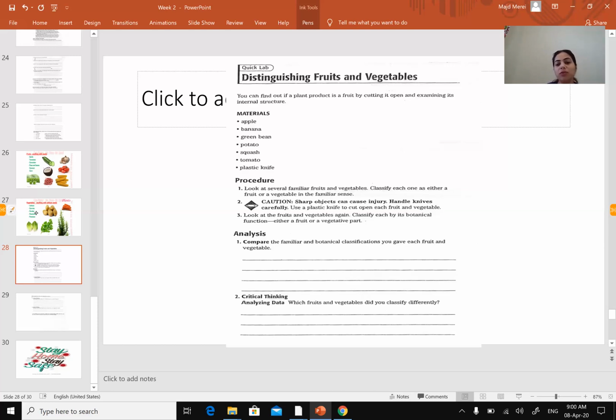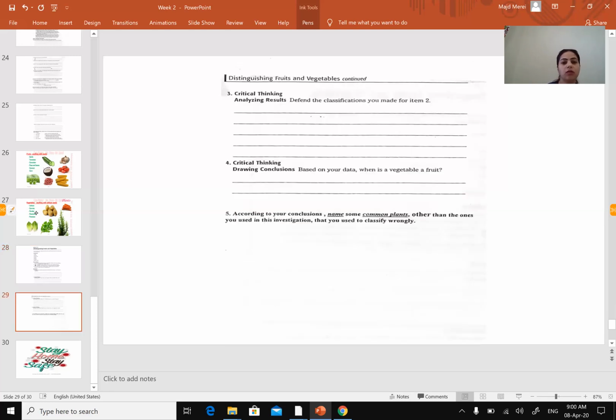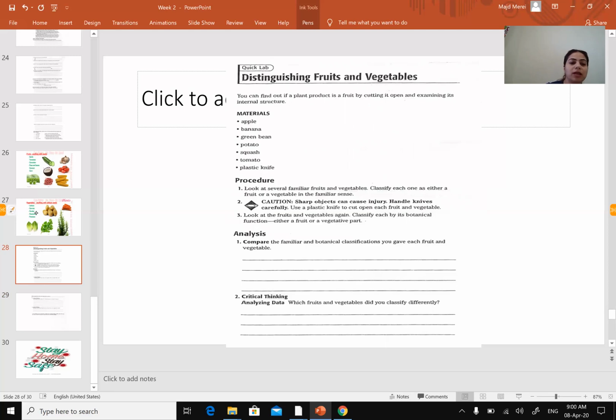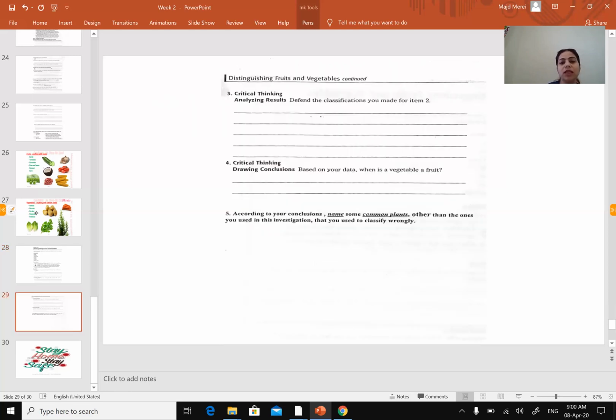Which fruits and vegetables did you classify differently? We classified differently according to the familiar classification and the botanical classification the green bean, squash, and tomato. You can solve the second page also. Defend the classification you made for item 2. Item 2, which is banana, because they have seeds.